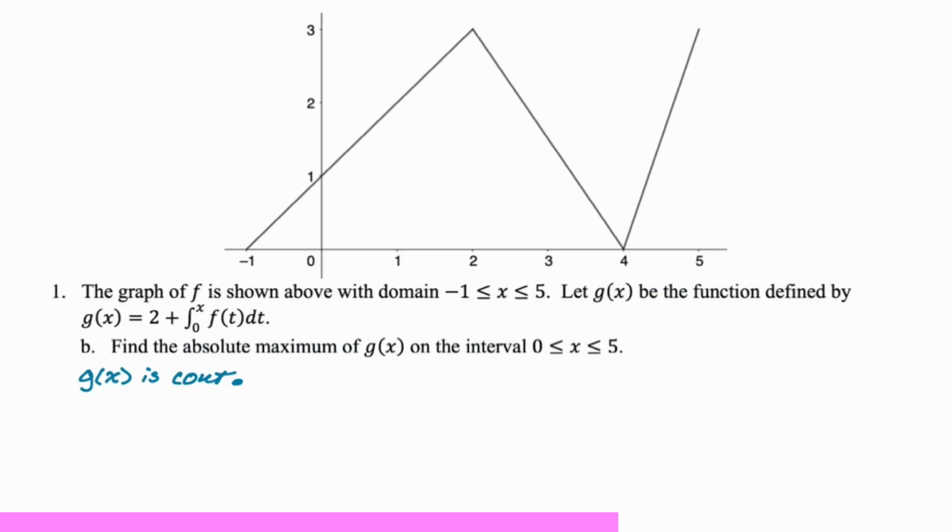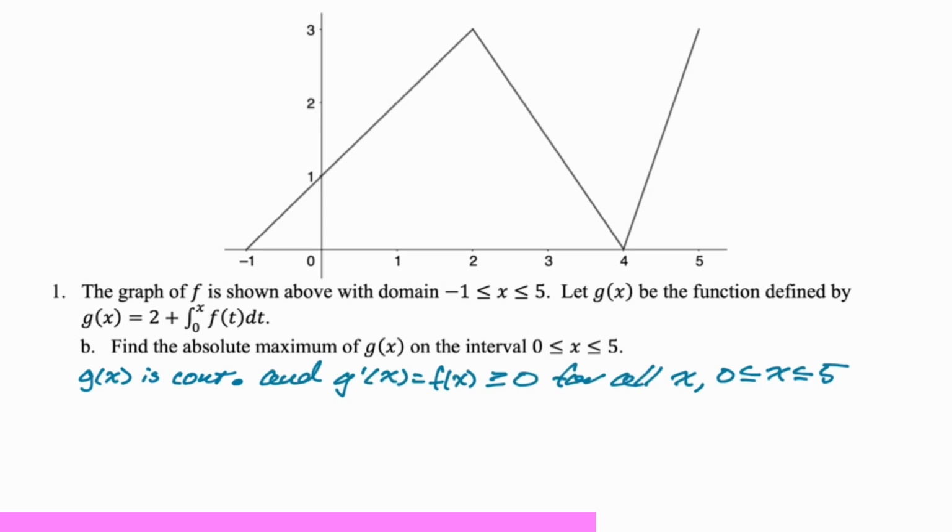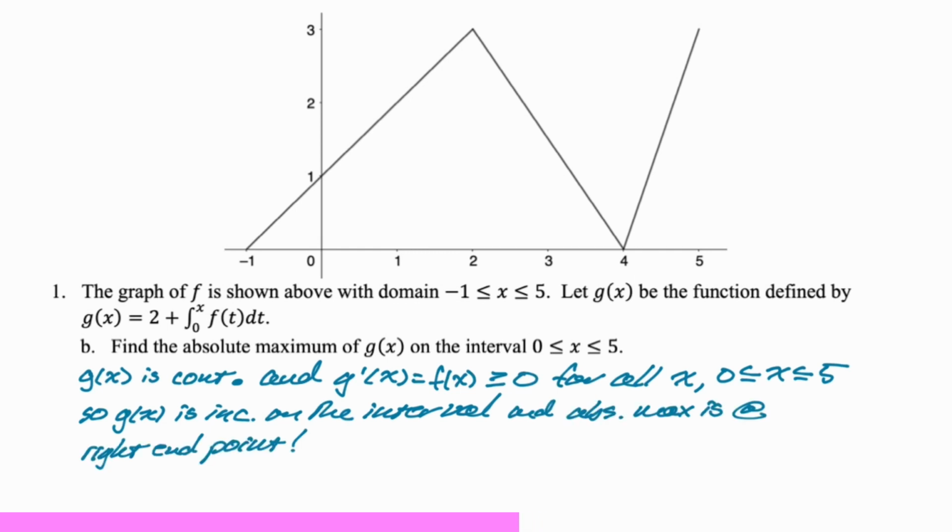I don't really need to do that. Instead I'm going to make an argument where I say that g prime, which is f of x, is greater than or equal to 0 for all x on the interval from 0 to 5. That means g of x is increasing. Since g of x is increasing, the absolute maximum has to occur at the right endpoint. I don't actually know of a theorem name for that, but common sense says that has to be true. So our absolute max will be at the right endpoint, and I'm just going to find that.